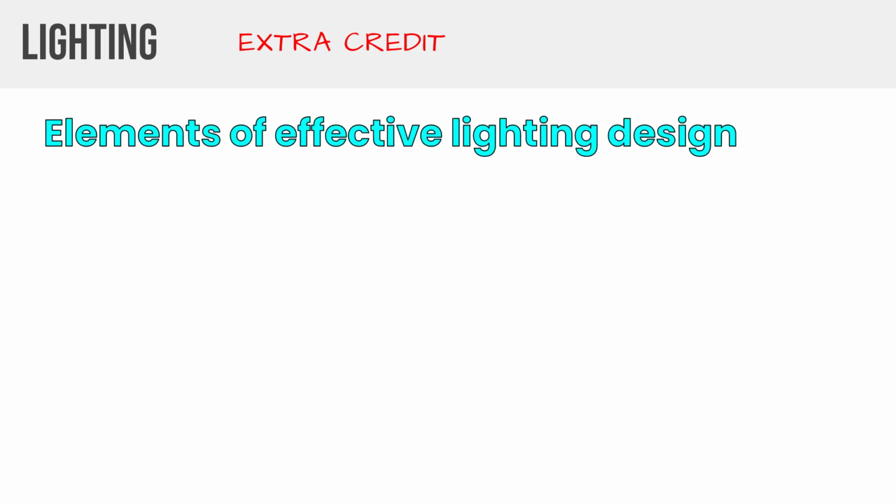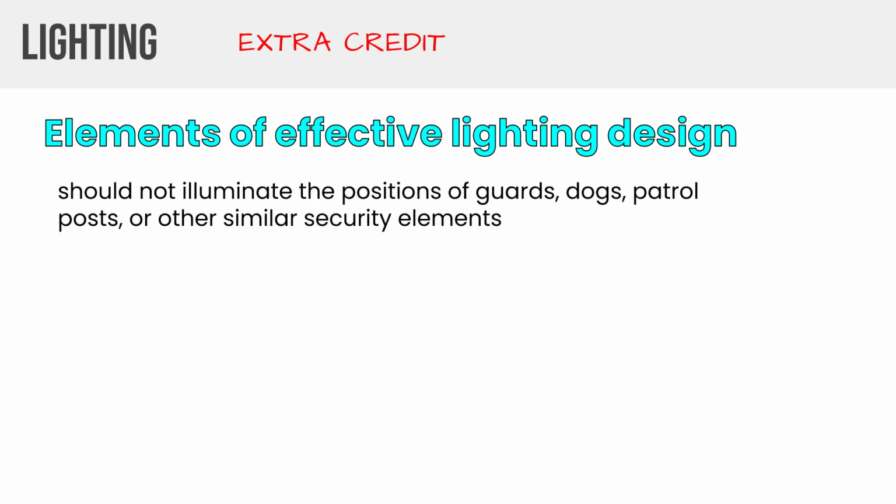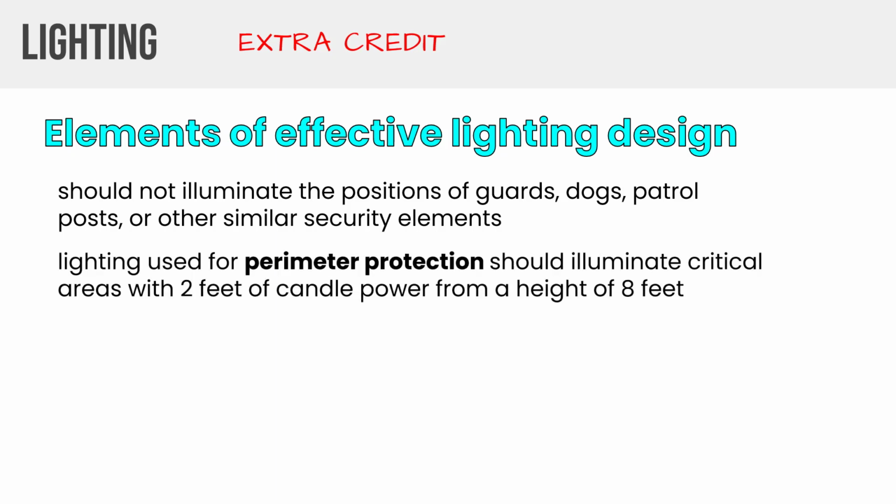Now here's some extra credit. This may not come up on the exam. I think it will be useful knowledge for you going forward in your career just the same. These are some elements of effective lighting design. So the lighting should not illuminate the positions of the guards, dogs, patrol posts, or other similar security elements on the exterior of the building. That's going to tip off potential intruders.